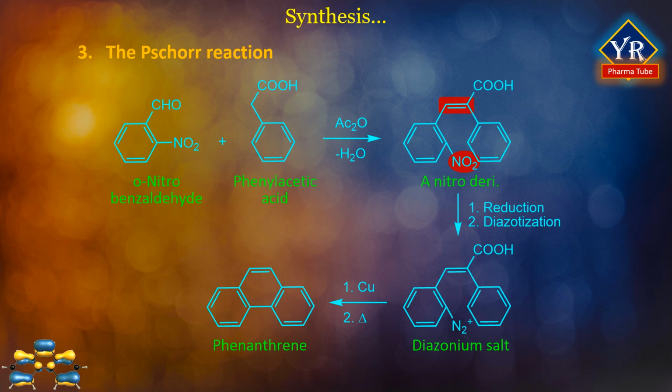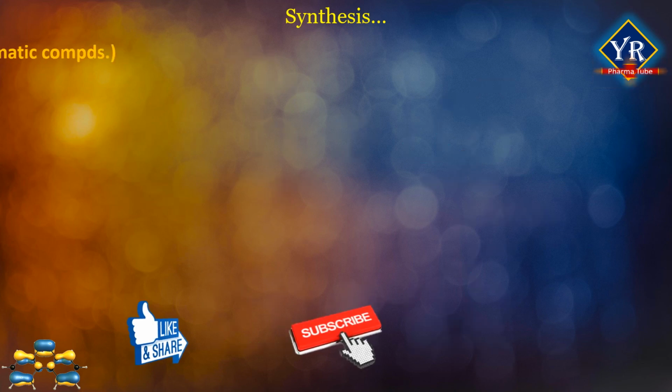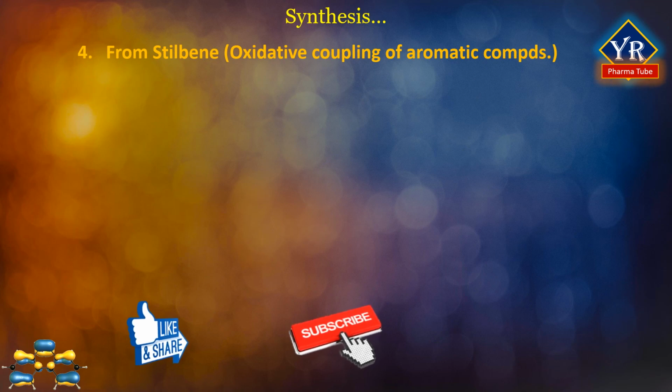This compound, upon reduction, has the nitro group converted to an amino group, which is diazotized to form a diazonium salt. Then treating this diazonium salt with copper powder, and finally decarboxylation, produces phenanthrene. This procedure, originally applied to the synthesis of phenanthrene and its derivatives, has been extended to forming other aromatic systems, for example, fluorenone. Oxidative coupling of aromatic compounds.